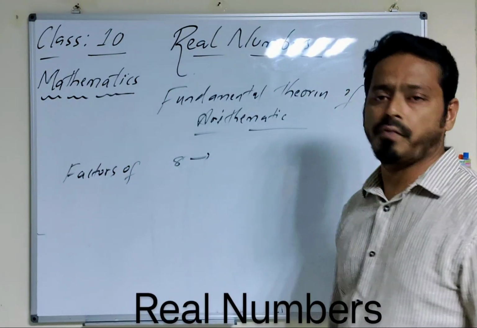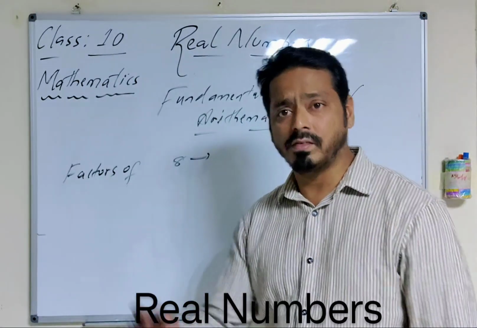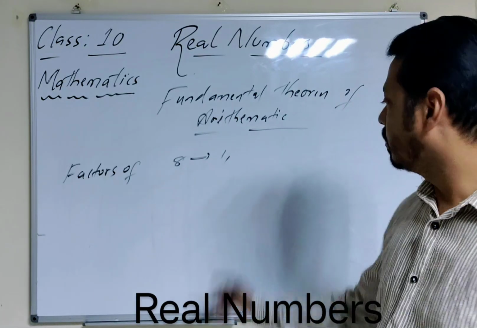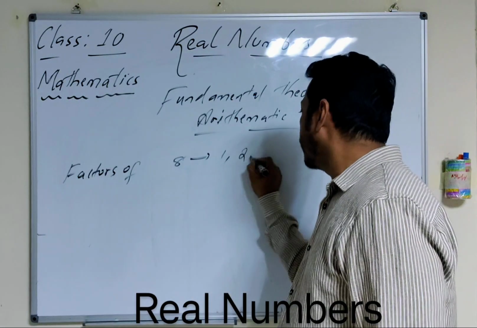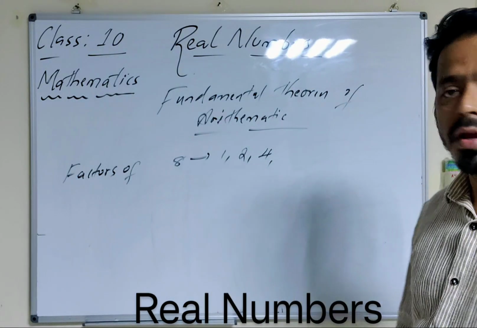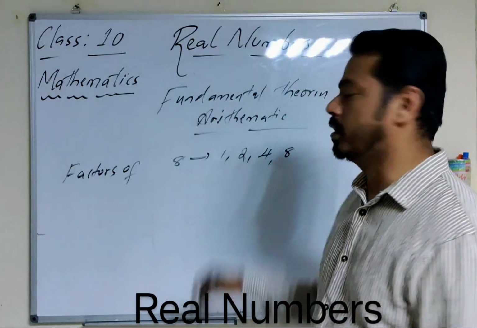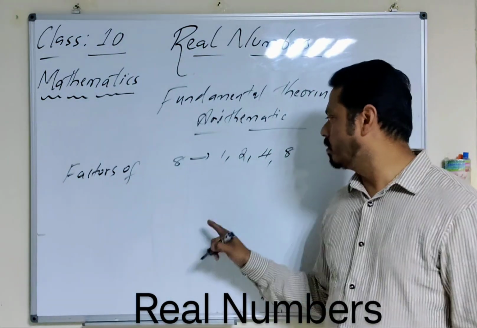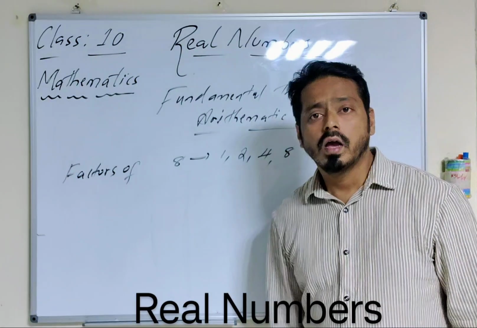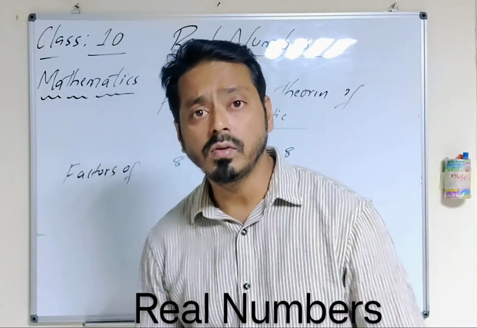when you write the factors of 8, you have to see which numbers divide 8. 1 divides 8, so 1 is a factor of 8. 2 divides 8, so 2 is a factor of 8. 4 divides 8, so 4 is a factor of 8. And 8 itself divides 8, so 8 is also a factor of 8. Counting the factors, you have 1, 2, 3, and 4. So you have 4 factors, so 8 is a composite number. The condition for a composite number is that it should have more than 2 factors.